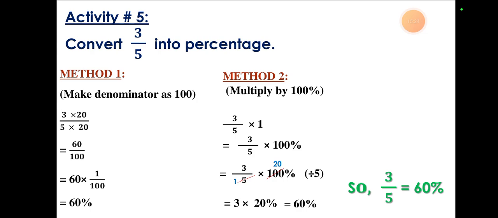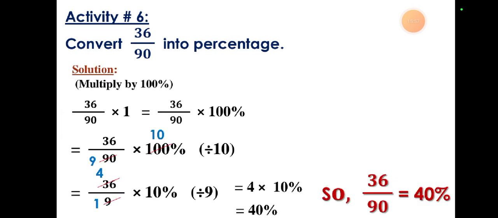But if we have method 2, the common numbers also cannot be made 100, so we have to use method 2, that is multiply by 100%. Like 3 over 5 multiplied by 1, which basically means 100%, because 1 whole means 100%. So 3 over 5 multiplied by 100%. 5 and 100 both can be divided by 5. So I will get 3 over 1 multiplied by 20%. So I can easily write 3 multiplied by 20%, that is 60%. So it's easy. 3 over 5 equals 60%. That's really easy.